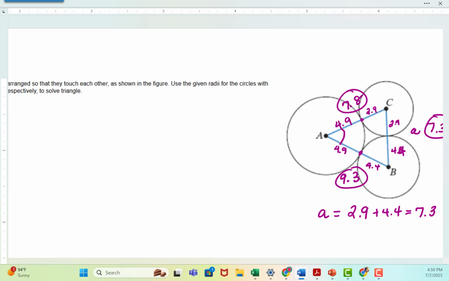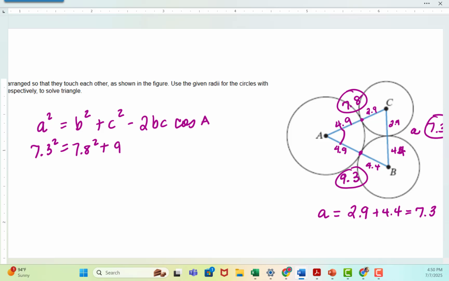And so I can use the law of cosines, which says, or we could write it this way, a squared equals b squared plus c squared minus 2 times b times c times cosine of A. And if we put all the values in, we get 7.3 squared equals 7.8 squared plus 9.3 squared minus 2 times 7.8 times 9.3 times cosine of A. So the only thing that is unknown now is cosine of A or angle A.